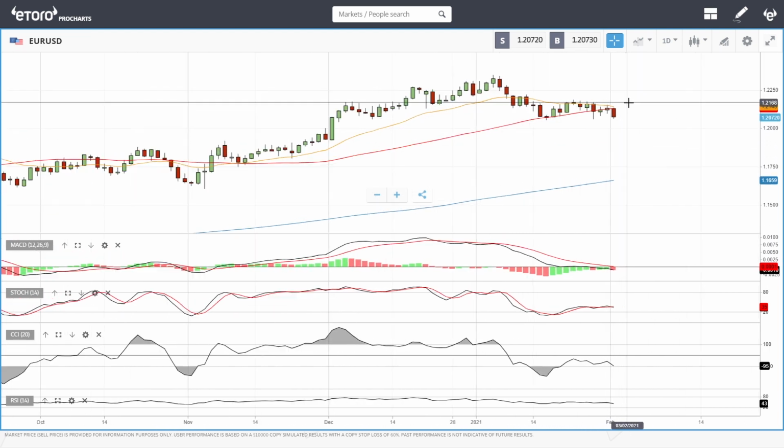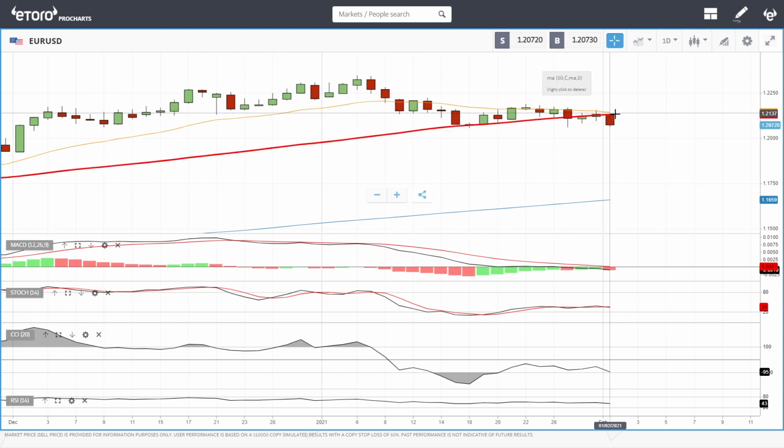So we'll just have to see how far this basically falls. A rally from here above the 50 moving average and the 20 exponential moving average opens the door to 12.25 and then beyond that to 12.34. So let's look at the Aussie dollar, US dollar.